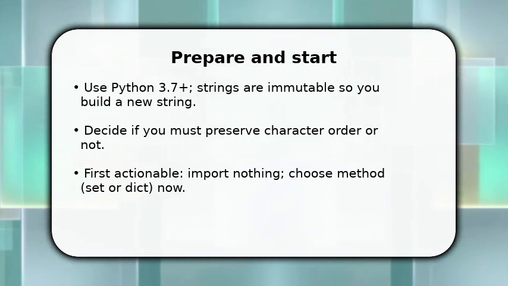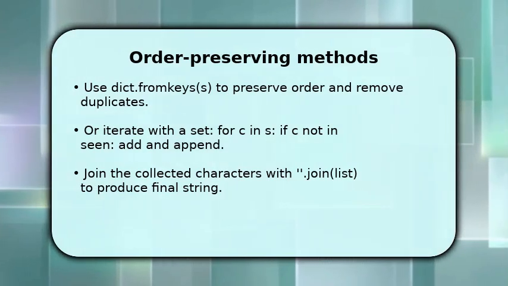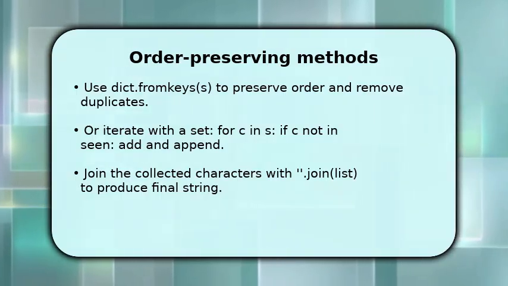Once you decide to preserve order, the simplest one-liner uses dict.fromkeys: join dict.fromkeys(s). This works because dicts keep insertion order.